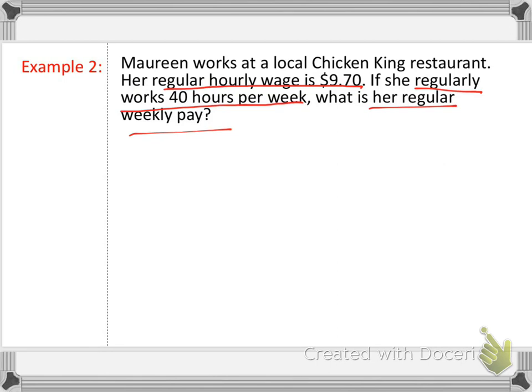Okay? So what we're going to do is take the number of hours, which is 40, and multiply it by her hourly rate, which is $9.70. So when we do that, 40 times 9.70 is equal to $388. That means her regular weekly pay would be $388 if she works 40 hours a week.